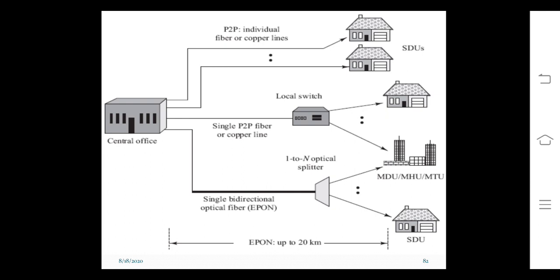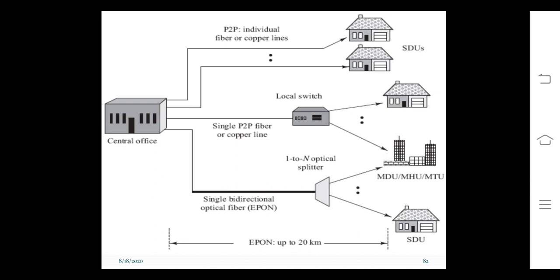Here is the diagram which gives you the picture depicting optical Ethernet. You have a centralized station, and from there individual homes are connected, which you call an individual point-to-point connection. Earlier we had either optic fiber lines or copper lines, and now it has been converted to optic fiber lines. Next is a single point-to-point fiber line which will be connected to many homes or buildings, which is done by switching, using a local switch.